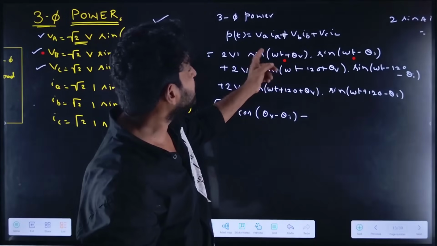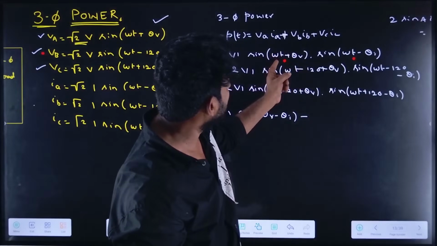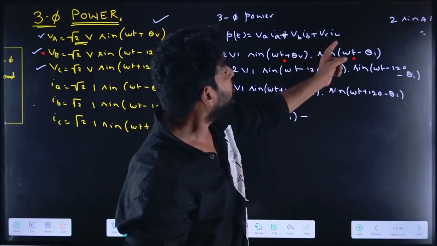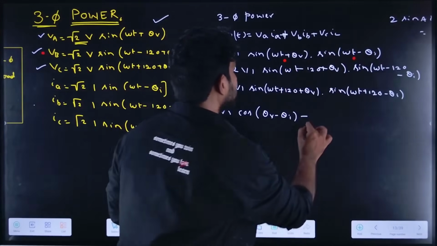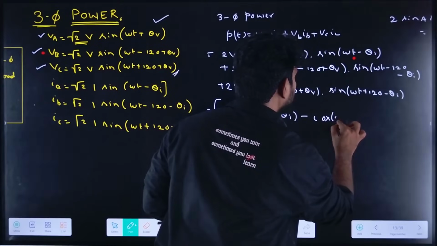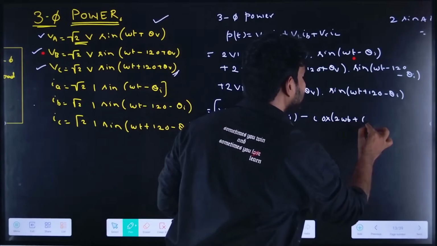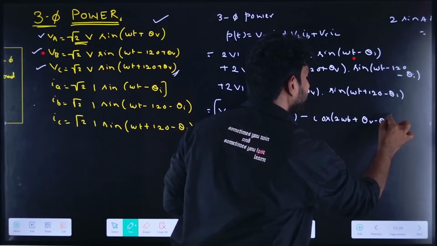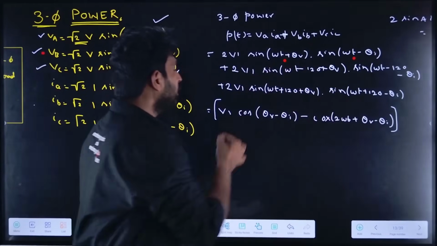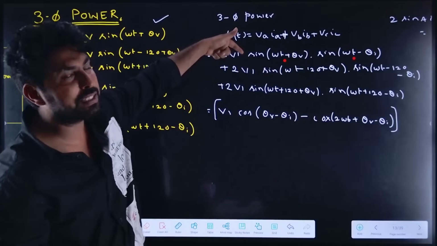What is cos(A plus B)? It is cos(omega t plus theta V plus omega t minus theta I), which is equal to cos(2 omega t plus theta V minus theta I). So the first term is simplified.